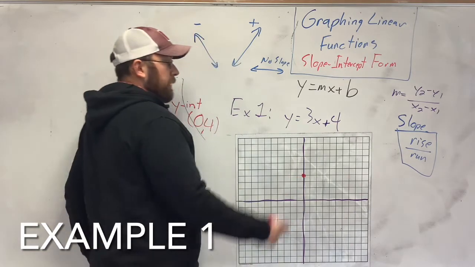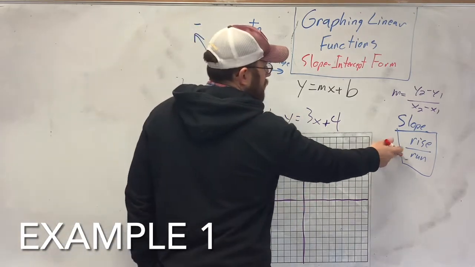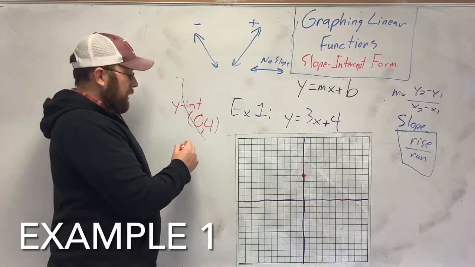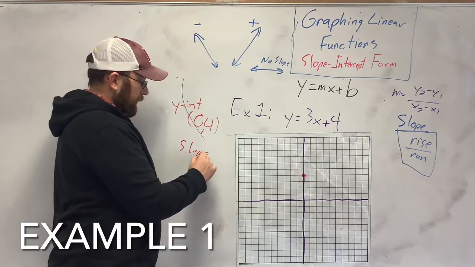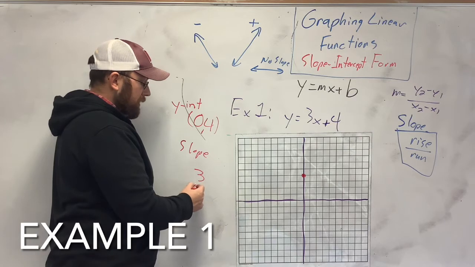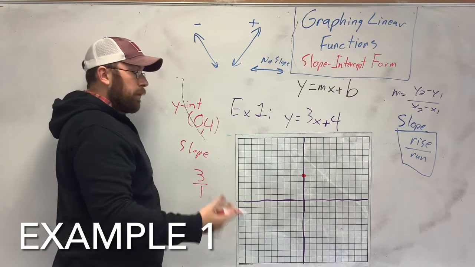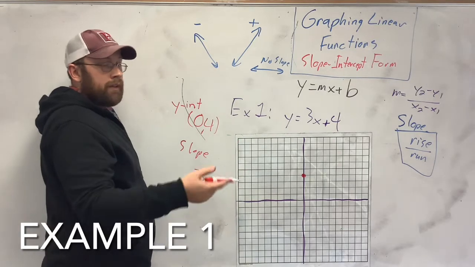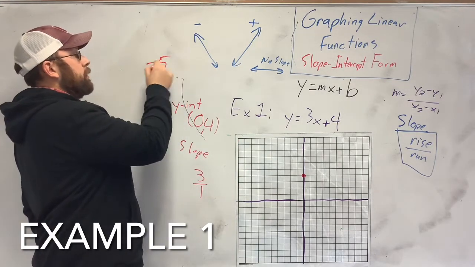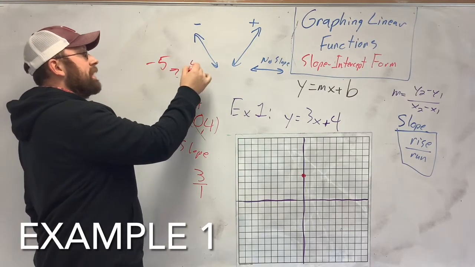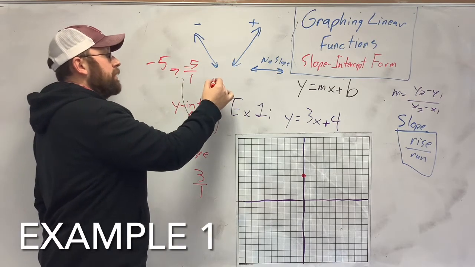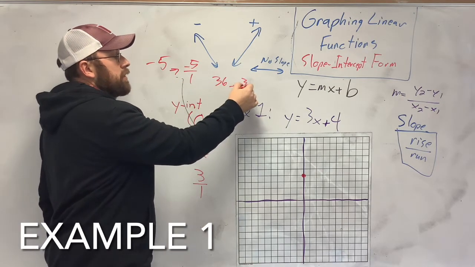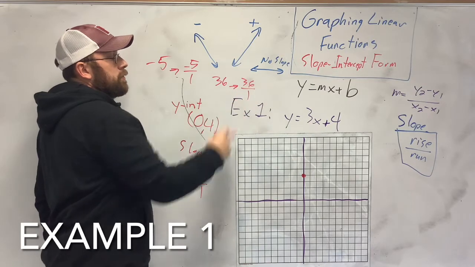All right, my slope is my rise over run. Since I need a rise over run, I'm going to write 3 over 1, because any number can be written over 1. So if I had 5 or negative 5, I could write that as negative 5 over 1. If I had 36, I could write that as 36 over 1. It just gives you your run in the end.